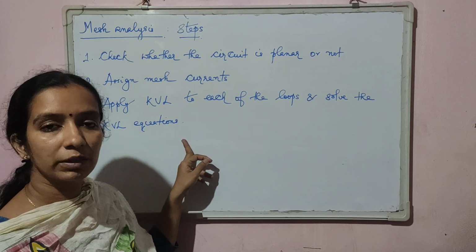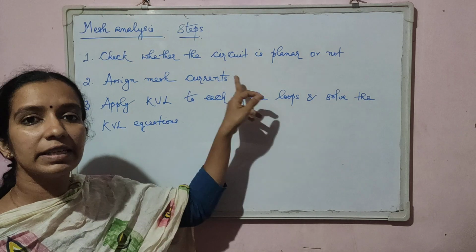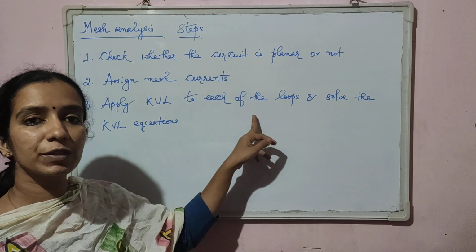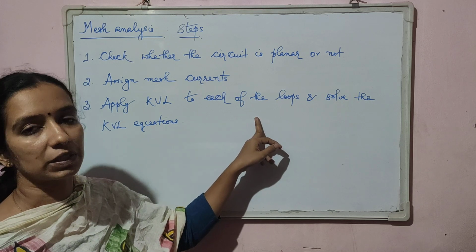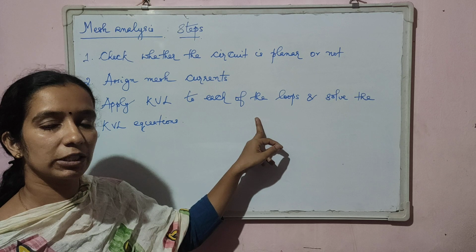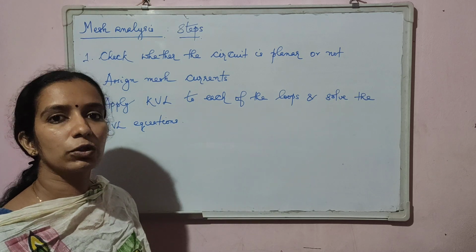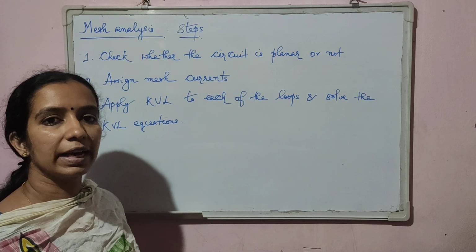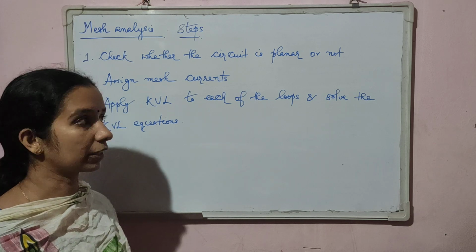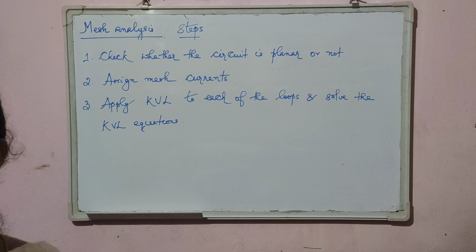So identify all the meshes, assign currents to each of the meshes, thereafter apply Kirchhoff's voltage law to each of the meshes. We will get equations corresponding to Kirchhoff's voltage law, then solve those KVL equations and find out the unknown currents and voltages of that particular circuit. These are the general steps involved in solving mesh analysis.